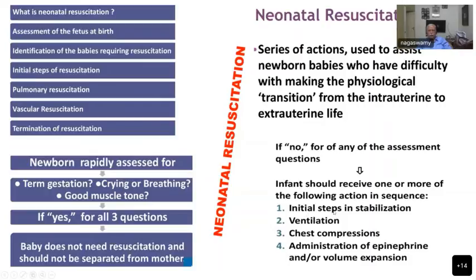Initially, you can also write this answer as ABC survey: airway, breathing, circulation. And then initial steps of stabilization, ventilation, chest compression, administration of epinephrine and volume expansion. These are the 4 important things that we are finally going to do.